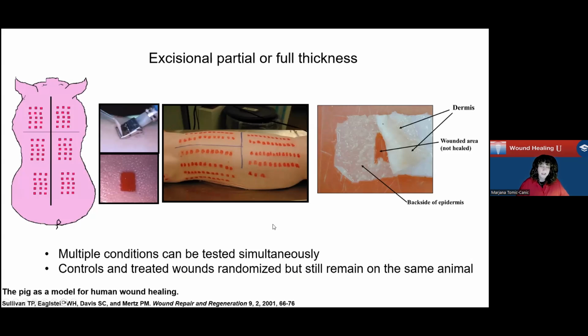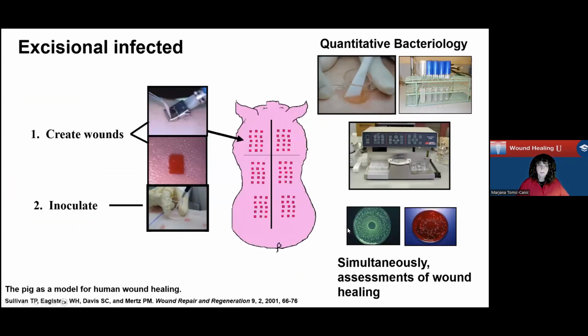This model was actually developed in Miami by Dr. Bill Eaglestein, Pat Mertz, Steve Davis and colleagues. It's been very useful, and one of the requirements for translation is that one of the models needs to be done on pigs. And so again, additional complexity can be added by inoculating these wounds with different biofilms.